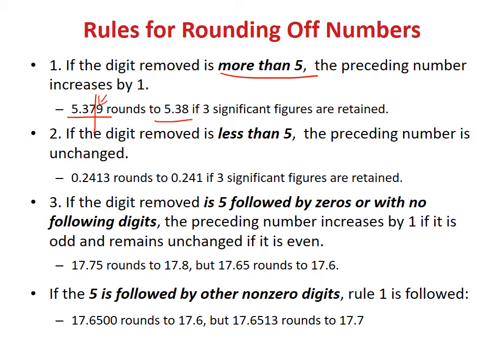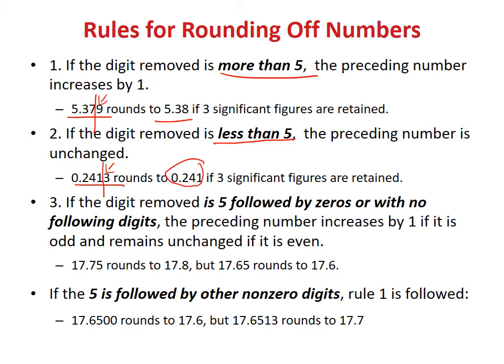If the digit removed is less than 5, then the preceding number is unchanged. Again, this number needs to be rounded off to 3 significant figures, so you want to go to here. We look at the one after it, which is 3. 3 is less than 5, so the one before it is retained, and the number should be 0.241.